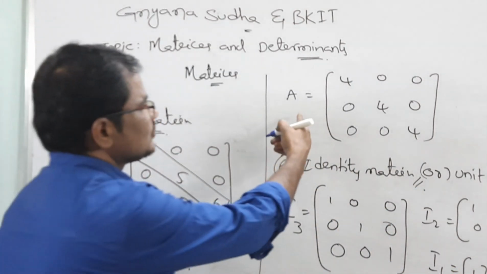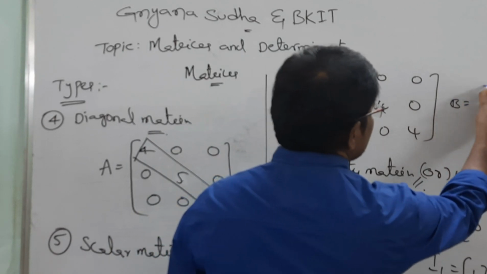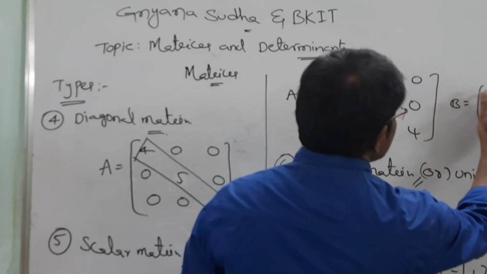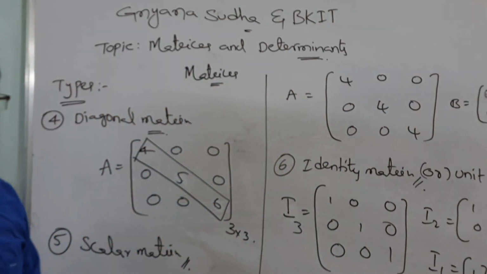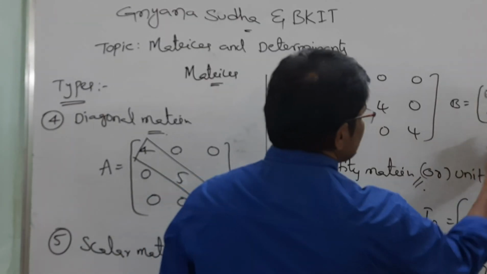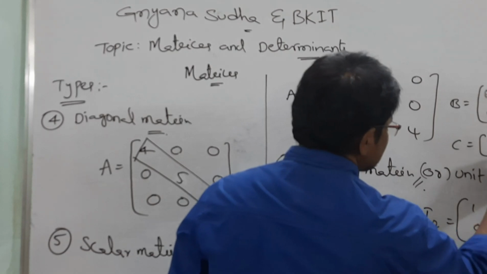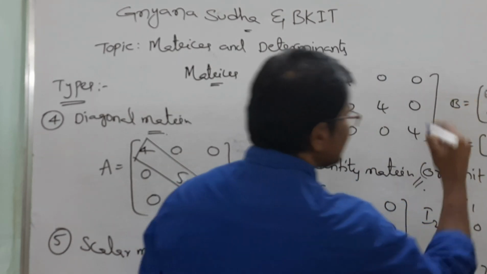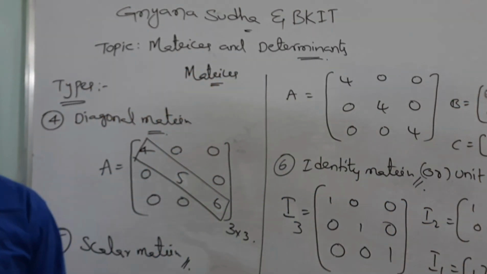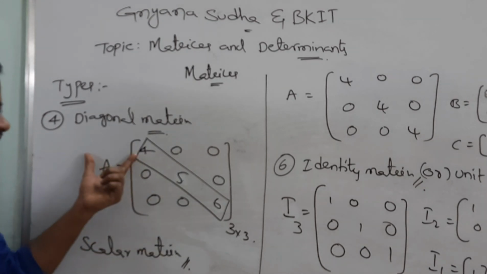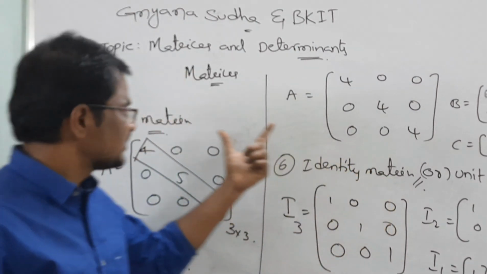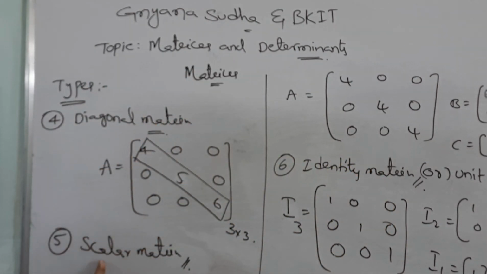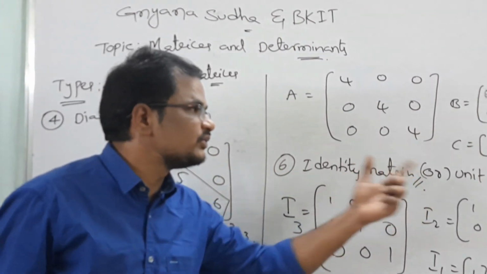And here also, suppose you take 2 0 0 2, this is a scalar matrix of order 2. Suppose you take a single element like this, this is a scalar matrix of order 1. So diagonal matrix, scalar matrix, and identity or unit matrix.